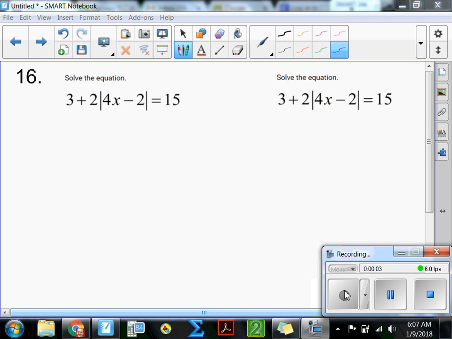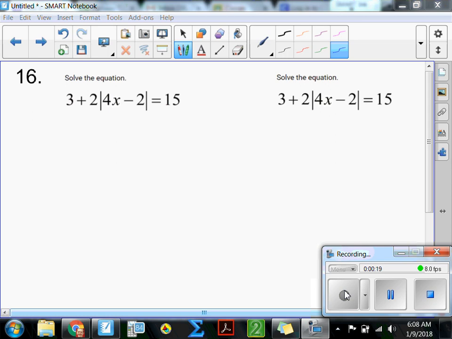Okay, this is for number 16. Solve the absolute value equation. I put this problem up here twice because I'm going to solve it a couple different ways. I know that some of the teachers solve it one way, some of the teachers solve it another way. So, first one on the left here.